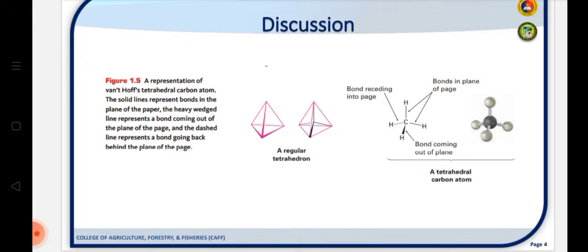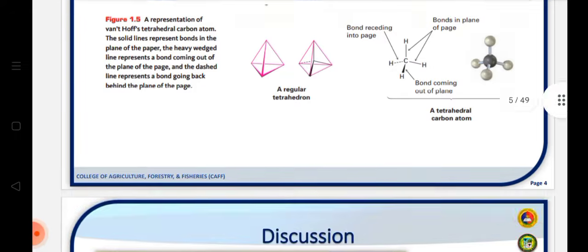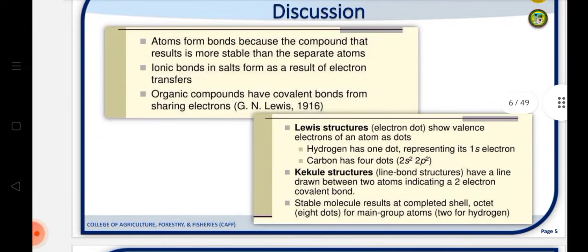Again, organic molecules have specific shapes because their bonds have specific spatial directions, and those shapes influence their reactivity and properties. So we also have to keep in mind that structure dictates function. The way atoms are arranged will always affect how molecules behave. Okay, let's proceed to the next slide.